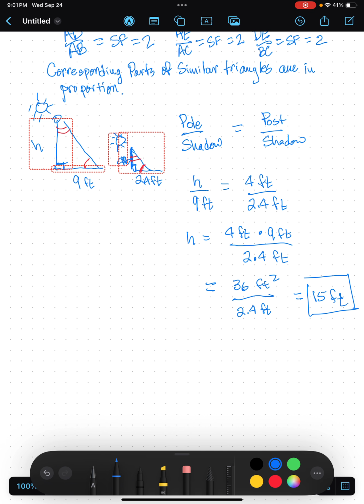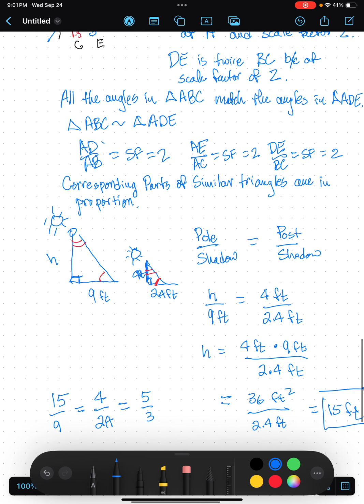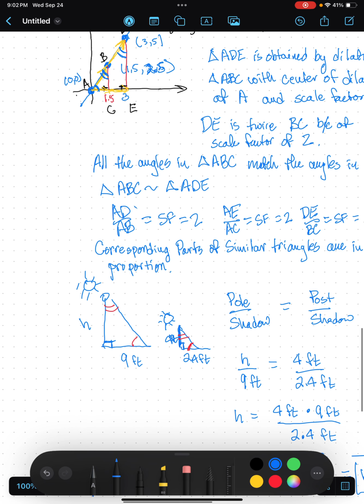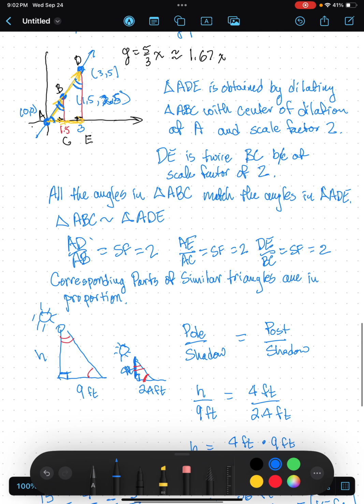And if we take a look at it, 15 over 9 is equal to 4 over 2.4, which is, ironically, 5 over 3. It is 5/3. And that was the slope of the line that we actually started with. So, wow, so now we've seen a lot of things tied together. We have seen a line in the coordinate plane lead us to the idea of a dilation, lead us to the idea of similar triangles.